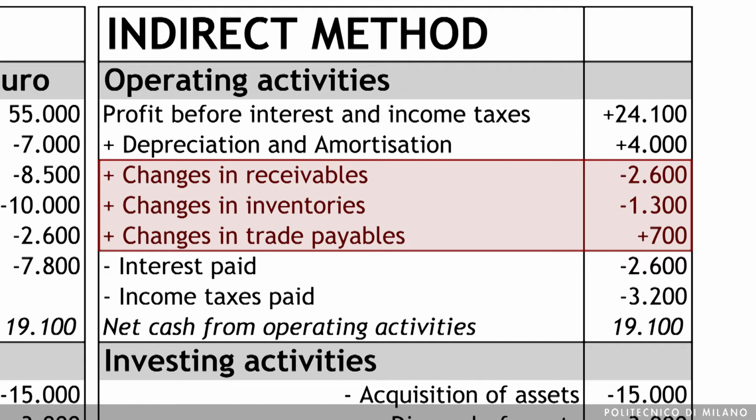So let's think, for example, of receivables. If we have at the end of the period an amount of receivables which is higher with respect to the amount of receivables that we have at the beginning of the period, this means that the amount of cash for the company is lower, and the reason why is because we have receivables rather than having the cash inflows because of the selling of the products.